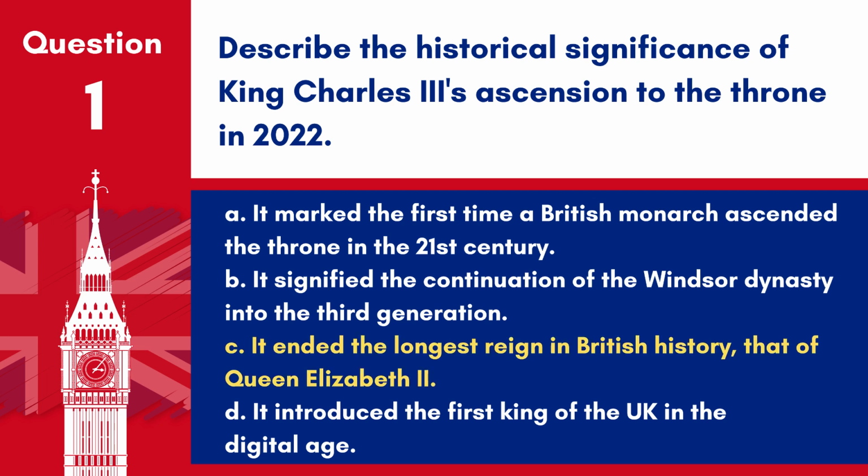Answer. C. It ended the longest reign in British history, that of Queen Elizabeth II. Charles III's ascension marked the end of Queen Elizabeth II's historic reign, beginning a new chapter in the British monarchy.